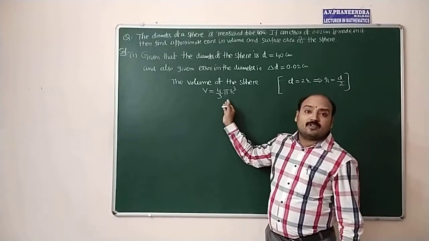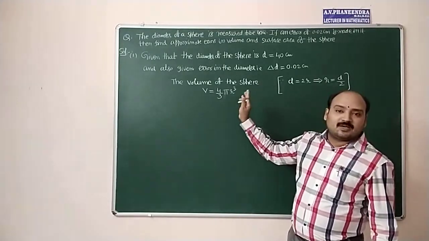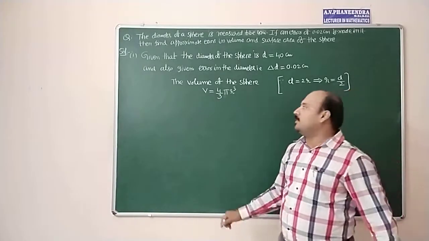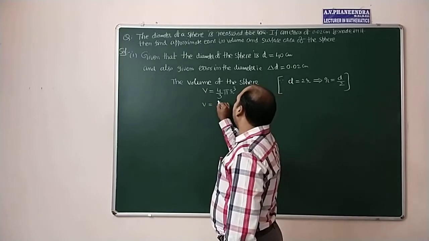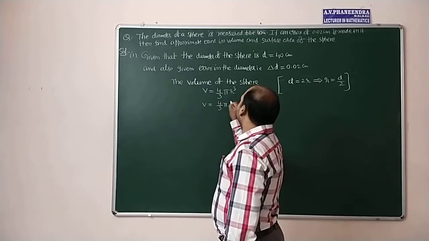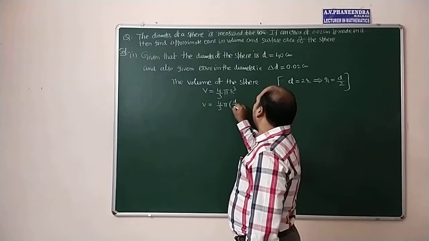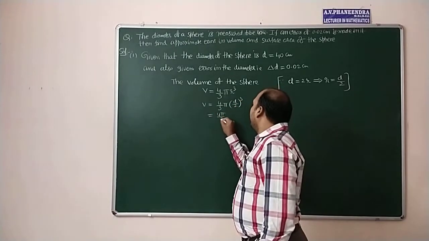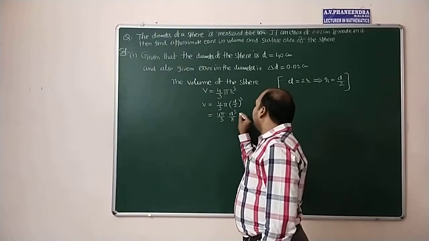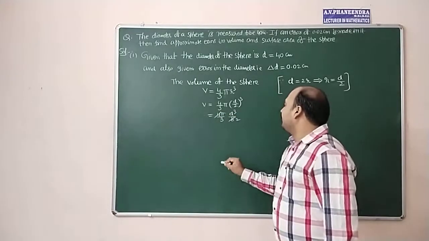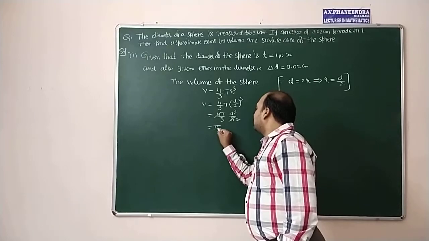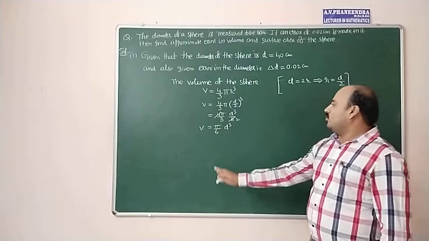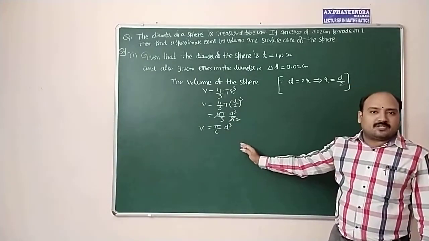This is the formula for the volume of the sphere in terms of radius. Whatever result we get will be the formula in terms of diameter. So V is equal to 4 by 3 pi into (D by 2) whole cube. If you simplify, 4 pi by 3 into D cube divided by 8, 4 ones are 4, 4 twos are 8, which is equal to pi by 6 into D cube. This is the volume of the sphere in terms of diameter.